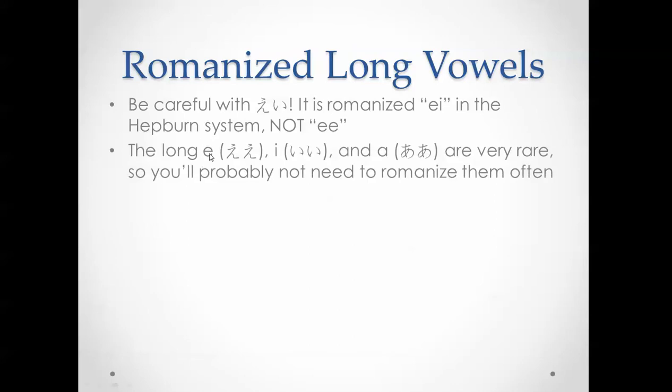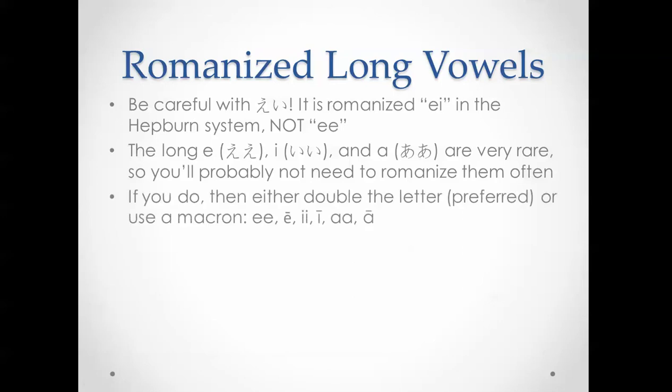A long E or I or A is pretty unusual in Japanese. It does happen, but it's kind of unusual. So you probably won't have to romanize them very often. If you do need to romanize them, you have a choice. You can put it in as a double vowel like this, or you could put it in as a vowel with a macron over it. Either one is acceptable, but of course you should always be consistent.